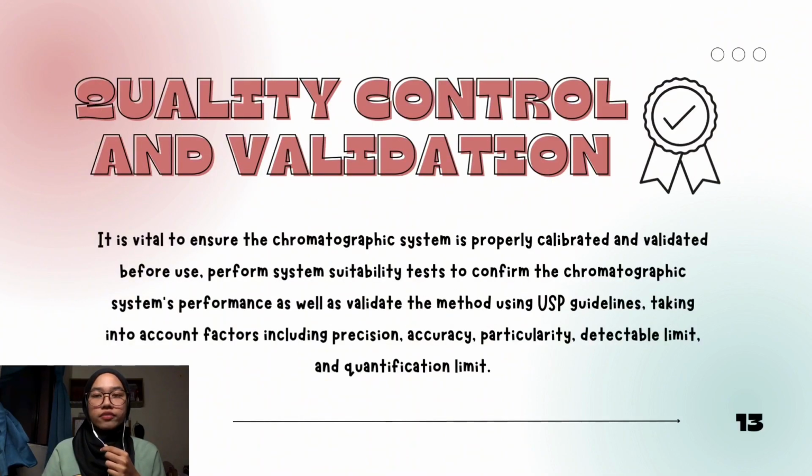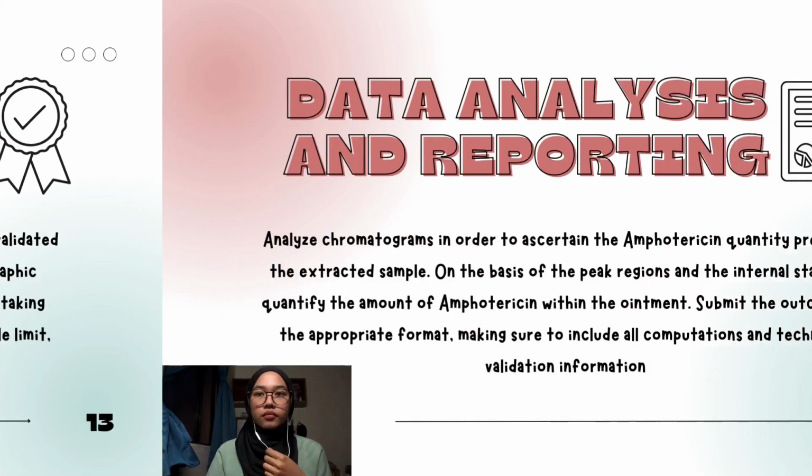Quality control and validation. It is vital to ensure the chromatographic system is properly calibrated and validated before use. Perform system suitability tests to confirm the chromatographic system's performance, as well as validate the method using USP guidelines, taking into account factors including precision, accuracy, specificity, detection limit, and quantification limit.